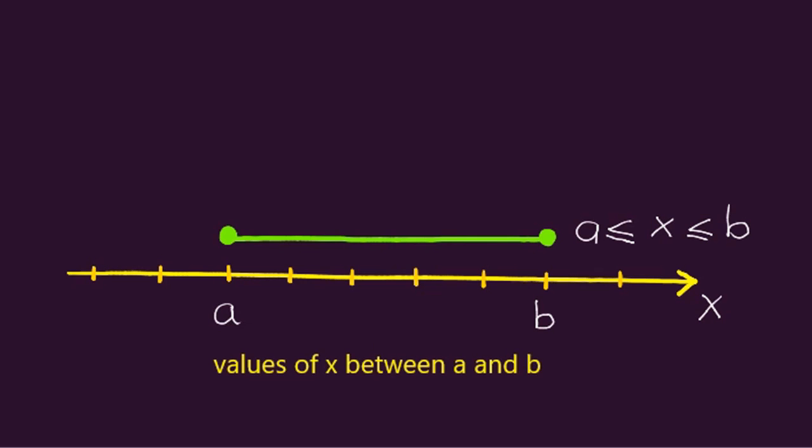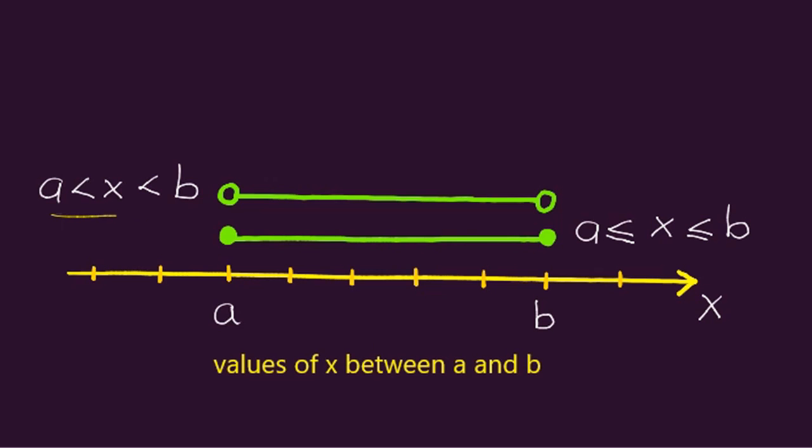But we can also have the graph like this, which is also representing values of X that are between A and B, but since these circles are not shaded, that means A and B are not included. We write this inequality in this form, A is less than X less than B. So you can see the difference between this inequality and this inequality. These are inequalities that show a range of values.